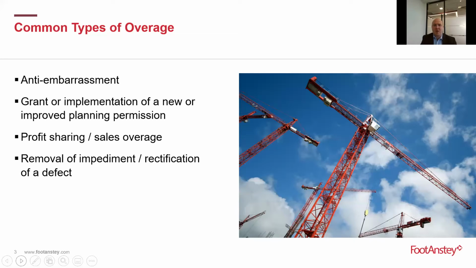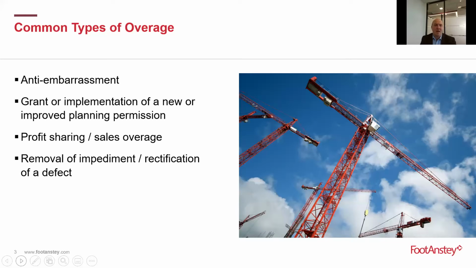Sales overage or profit sharing. So this is where a developer anticipates selling residential units for, say, an average of £300,000 per plot. But because of a rising market, by the time the developer actually gets to sell the units, they can sell them at an average of £350,000 per plot. In that case, the seller may try to negotiate an overage on this so-called super profit that the developer has made.